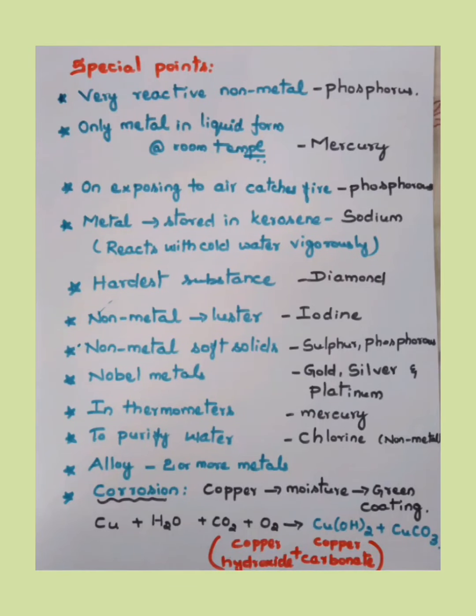Now let us learn a few special points related to metals and non-metals. These are very, very important, and we have selected the important ones. You can go through it. If any point is missing, you can add it and learn. I think we have almost covered the main important points here. Okay, remember this. Among metals and non-metals, mixed properties we have given. Just check it out. The very reactive non-metal is phosphorus. Okay, phosphorus is the reactive non-metal.